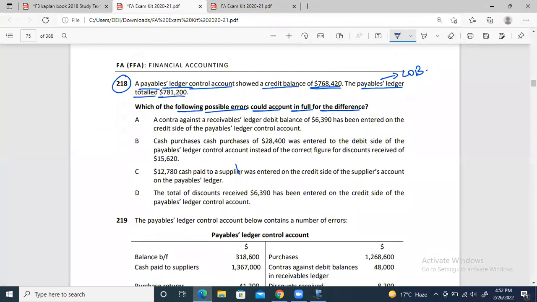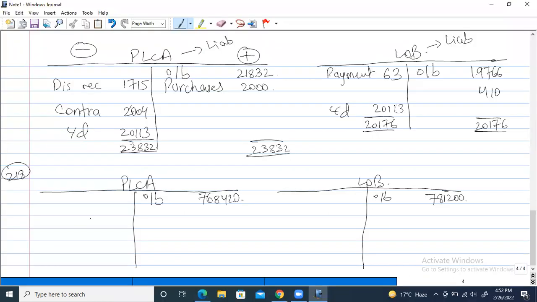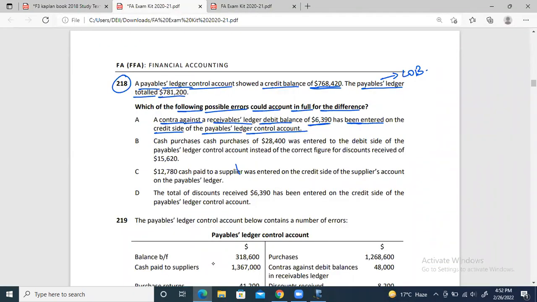So let's first read option A. A contra against a receivables ledger debit balance of 6390 has been entered on the credit side of the payables ledger control account. It's saying that on the payables ledger, remember, we always debit the contra, but it's written on the credit side. So what we have to do is write it on the debit side, but with two times the amount, because if we do it one time, the effect will only be made zero. So we have to write it two times. So 6390 into 2, this is 12,780.